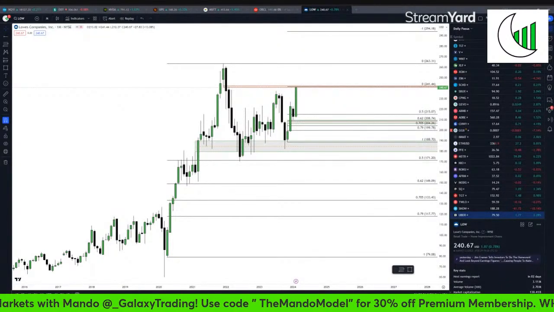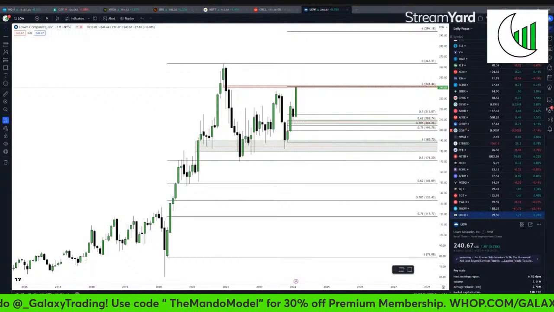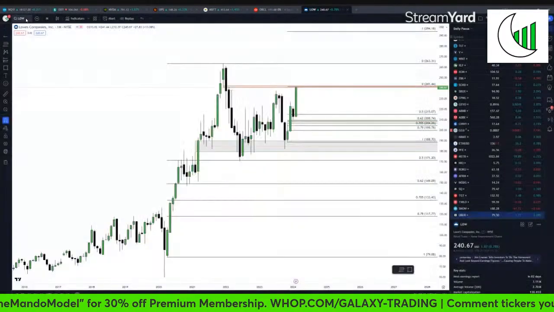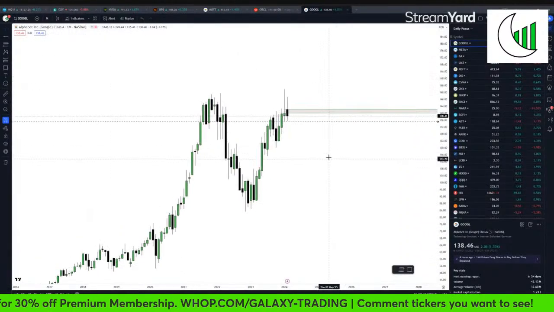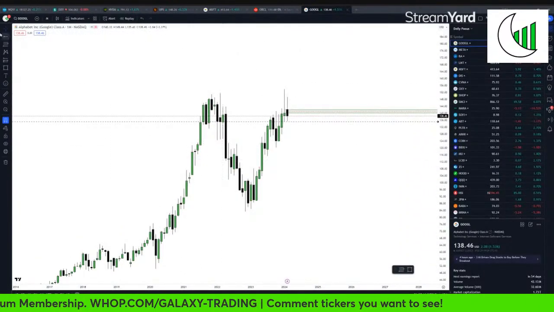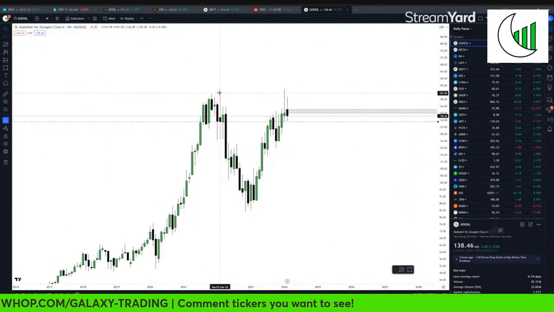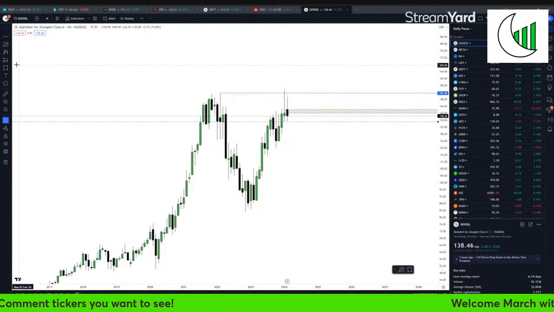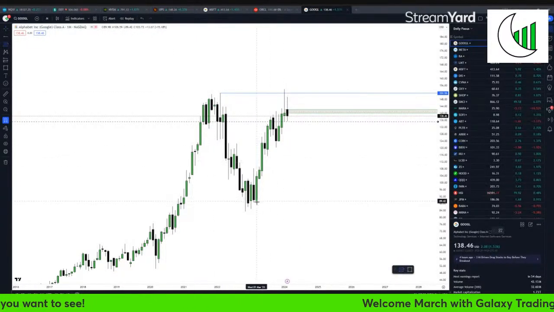Okay, so Google. Sorry, I almost missed Google there. If I'm not mistaken, Google looks like one of the worst tech names. But there's your sweep of all-time highs right here. Buy side sweep. This is just like Mara. Sweep the high, and then it doesn't look like there's going to be an imbalance forming.